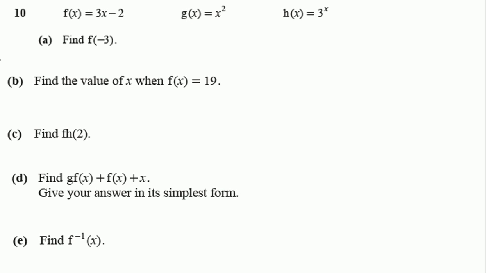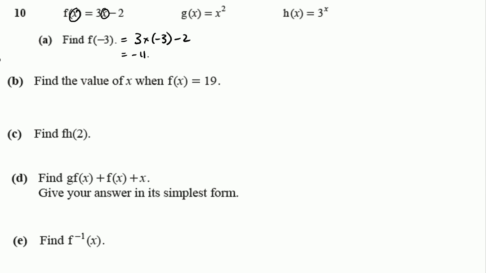I'm given 3 functions to play with, and I'm asked to find f of minus 3. So this simply means put minus 3 into this f function. That is 3 times minus 3 minus 2. Notice that even here I'm being careful to substitute in my negative number using brackets. This gives me minus 11.